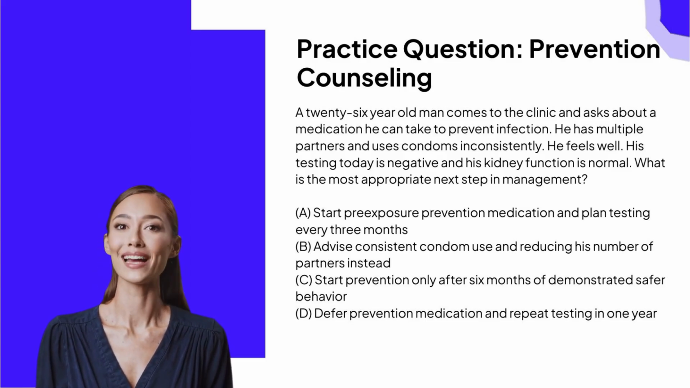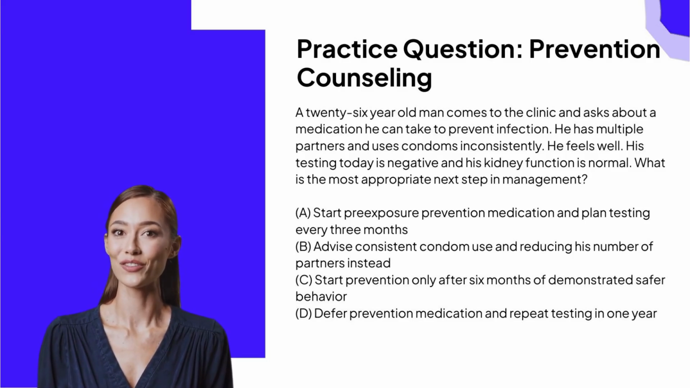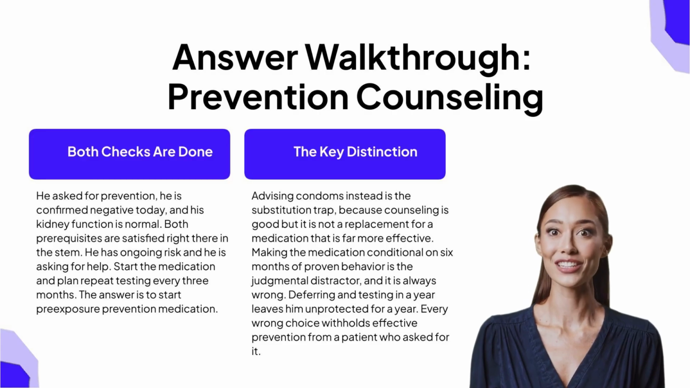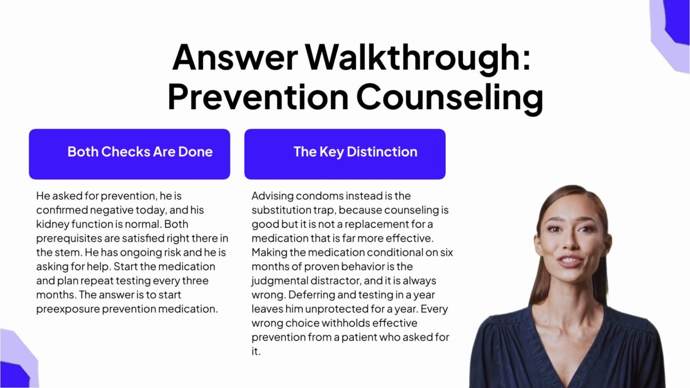Notice the stem has already handed you both checks, and notice the details about his partners and condom use. Ask whether those should change your management or whether they are there to provoke a reaction. Both checks are already done for you. He asked for prevention, he is confirmed negative today, and his kidney function is normal. He has ongoing risk and he is asking for help. Start the medication and plan repeat testing every 3 months.